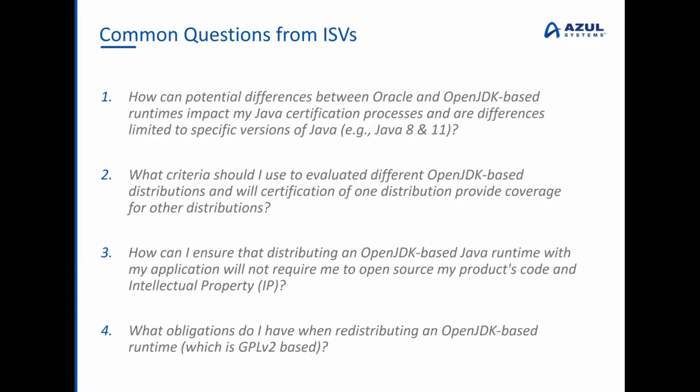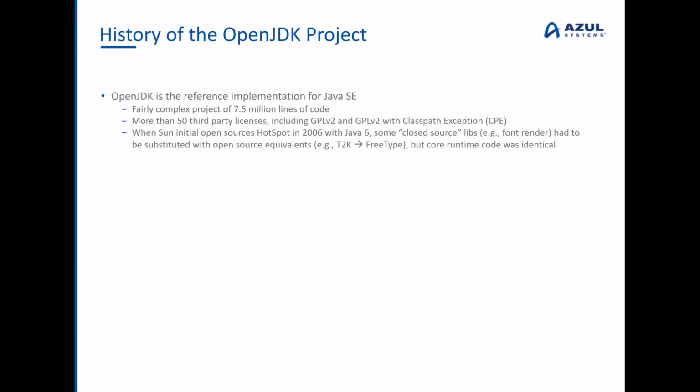There are going to be others that people on this webinar can type in, and we'll review them at the end. So let's jump into a little bit of the history of the OpenJDK project. As many people know, OpenJDK is the reference implementation for Java SE. It has been since Java 7, circa 2011.